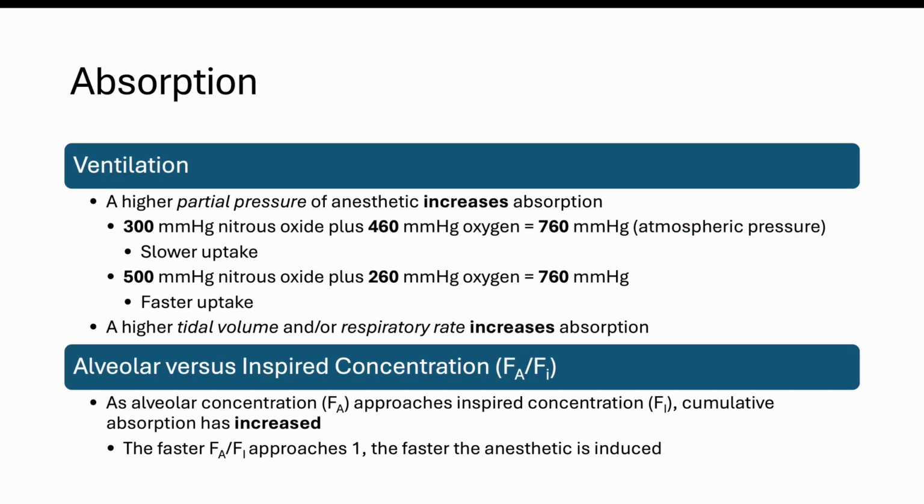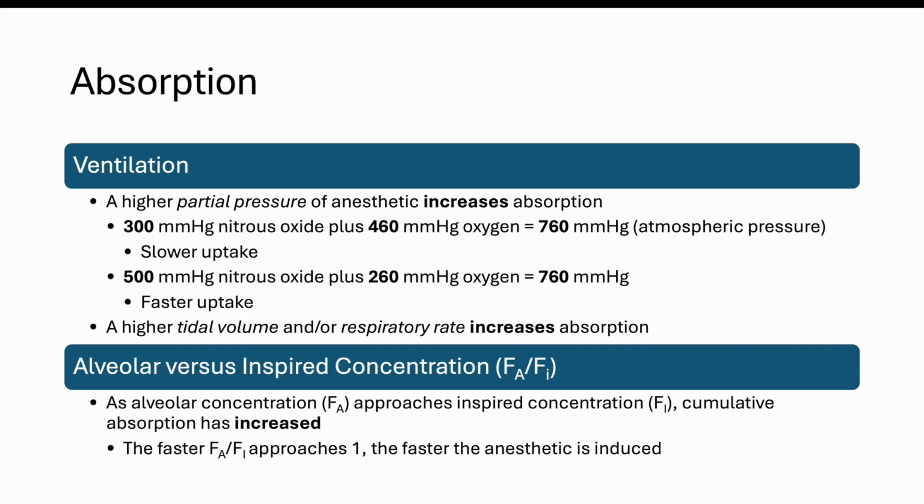Absorption, or uptake, of an inhaled anesthetic depends primarily on ventilation parameters and the diffusion of anesthetic from the alveoli to the pulmonary circulation. A higher partial pressure of the anesthetic results in higher absorption, since a greater fraction of the air inhaled by the patient contains the anesthetic compound. For example, 300 millimeters of mercury of nitrous oxide will have slower anesthetic uptake compared to 500 millimeters of mercury of nitrous oxide, even though the patient is breathing in the same normalized barometric pressure. This effect is predicted by Dalton's law of partial pressures.